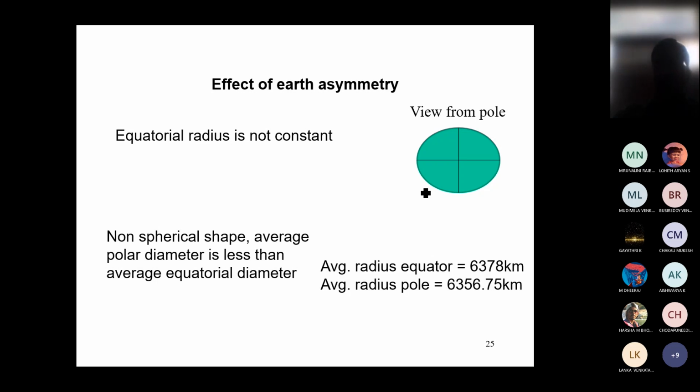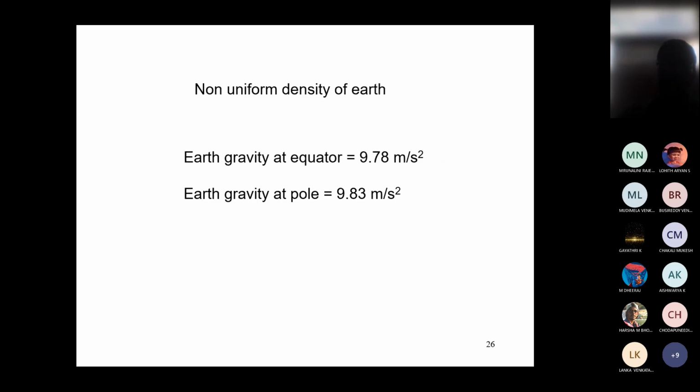If you see, the average radius of the Earth towards the equator is 6,378 kilometers, whereas towards the north or south, the average radius will be 6,356. So the radius of the Earth is about 22 kilometers less at the northern and southern poles.